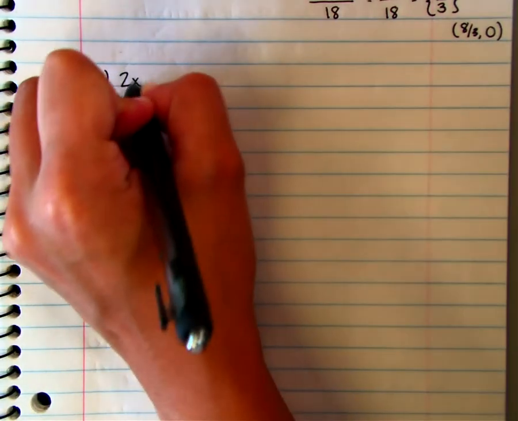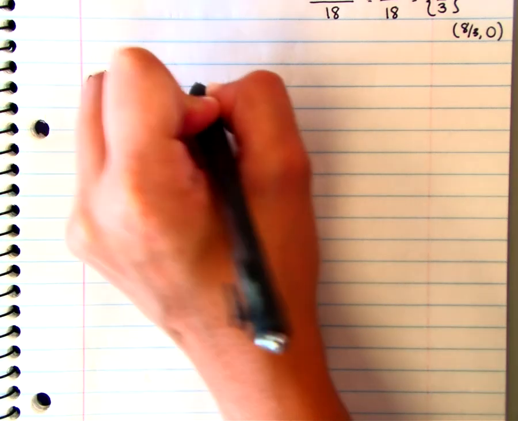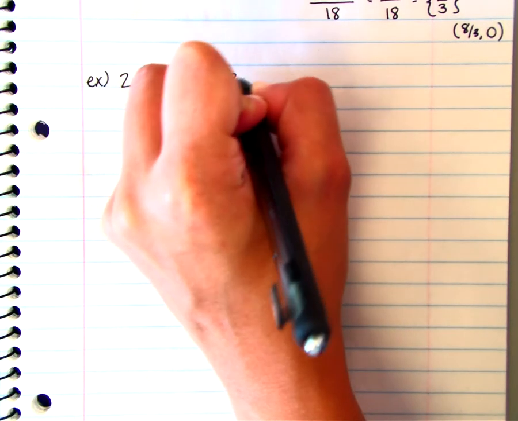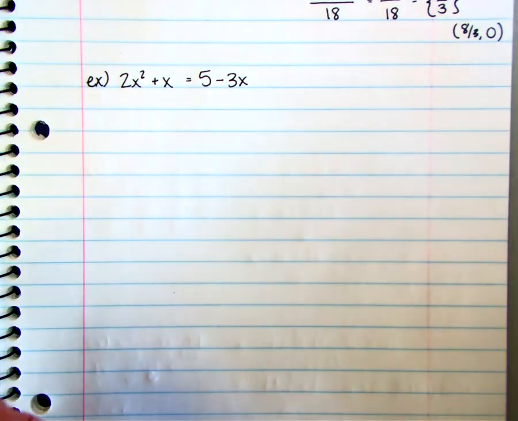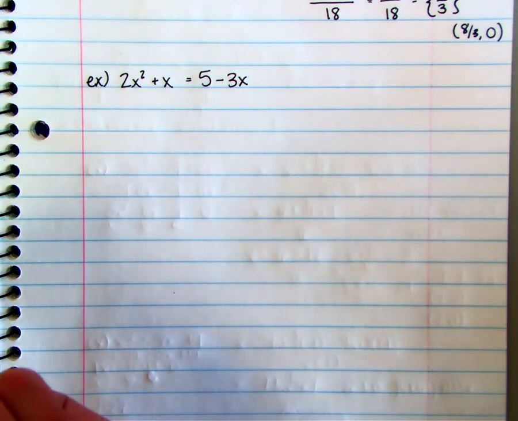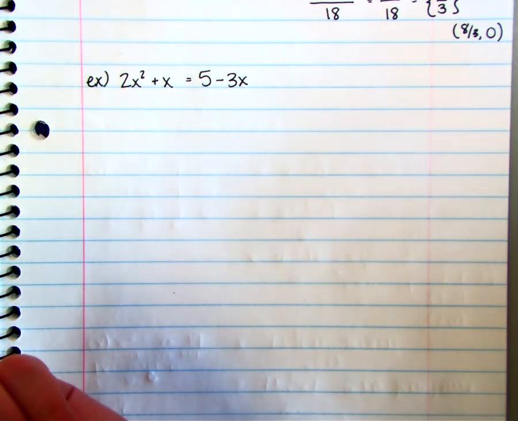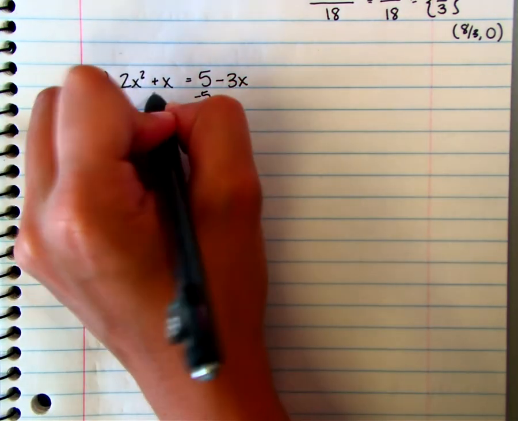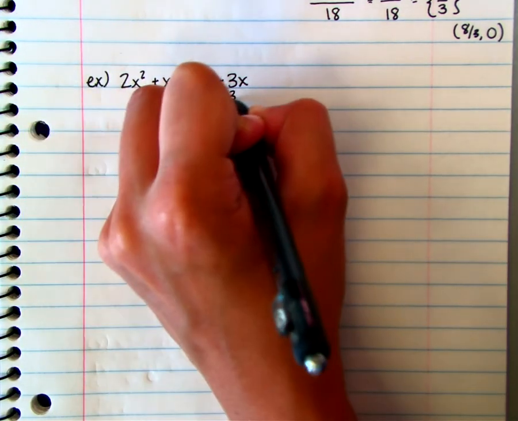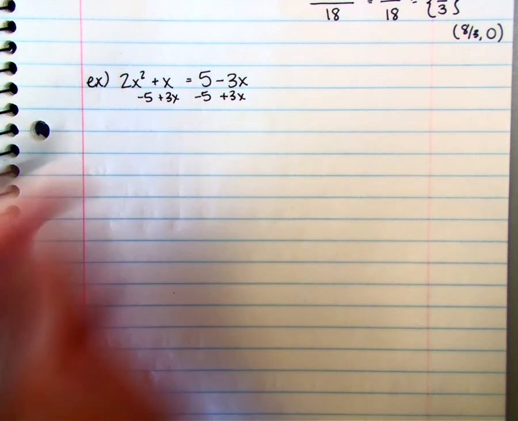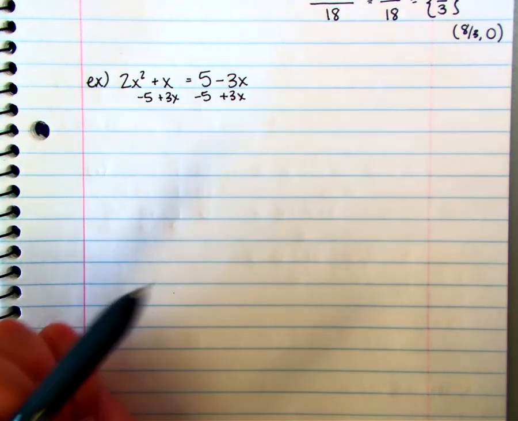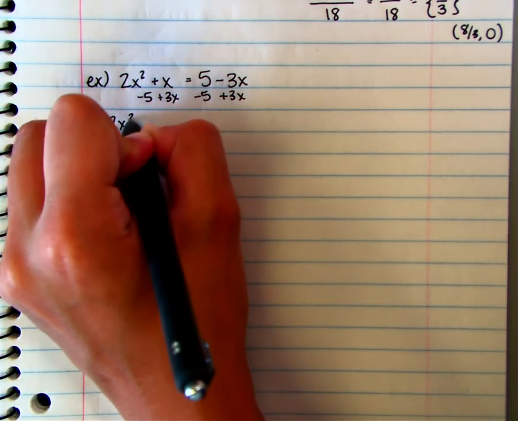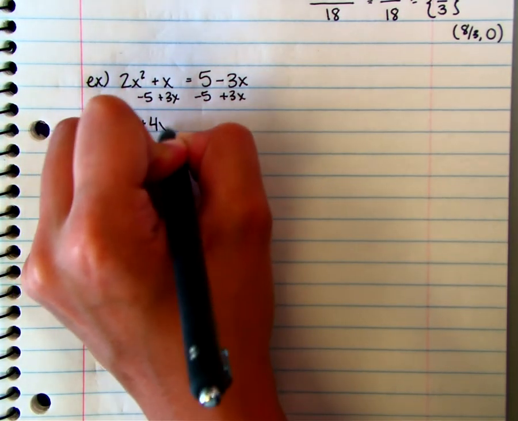2x squared plus x equals 5 minus 3x. In order to use the formula, we do have to set it equal to 0. So I would encourage you to maybe pause the video right now and see if you can solve it. See how far you can get by yourself. So I'm going to subtract 5, add 3x to both sides. What's interesting about this one is now we have some like terms in that x and 3x. So when you write it in descending order, make sure you've got those combined.